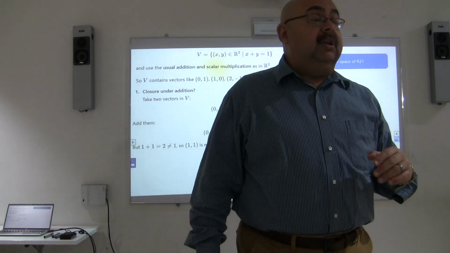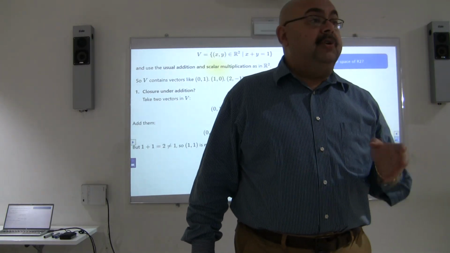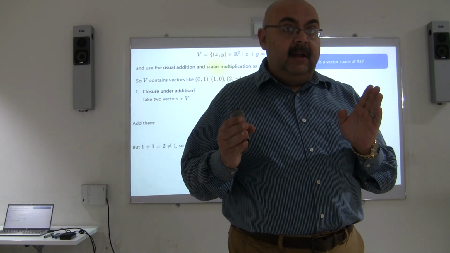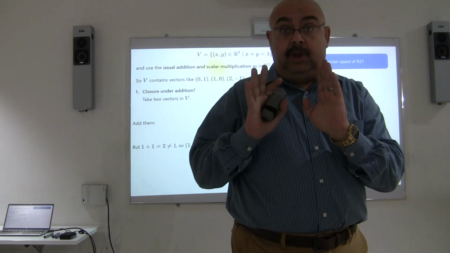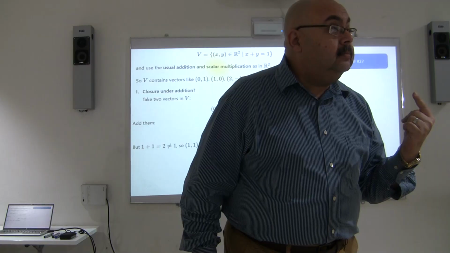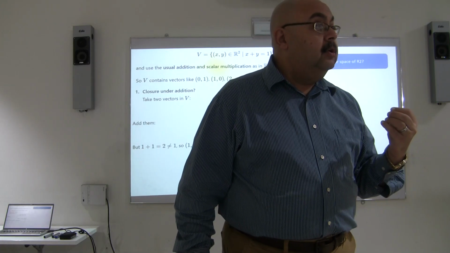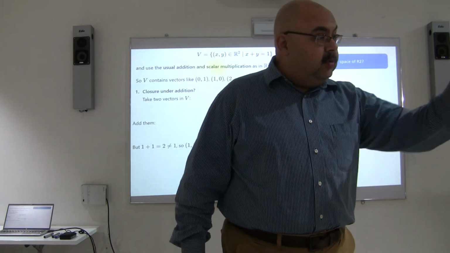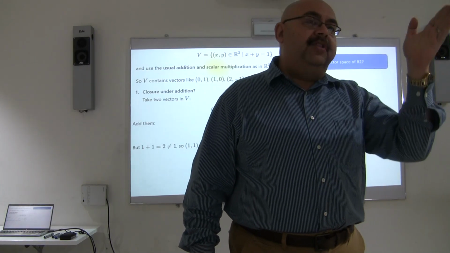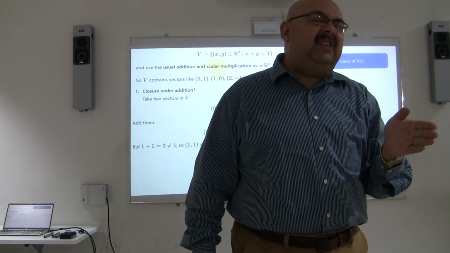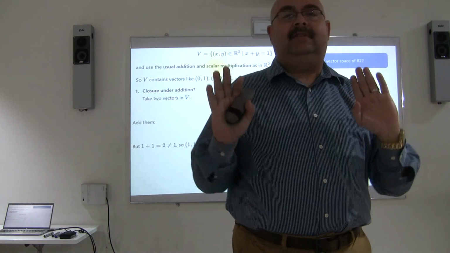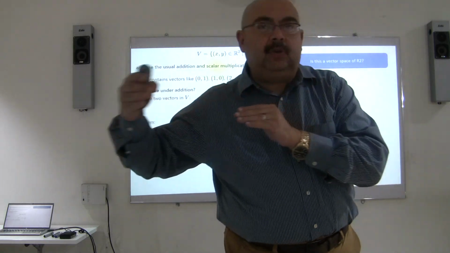Another issue, does it contain an origin for this set of vectors, which is x and y? If I'm under the condition that x plus y is equal to 1, do you have an origin? (0, 0)? No. Because if you have (0, 0), their addition will be 0, not equal to 1. So all the conditions related to the additivity process are not valid. So this is just a collection of vectors, but not a vector space.